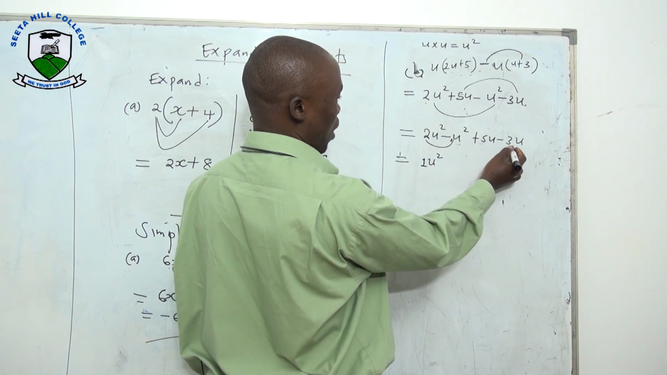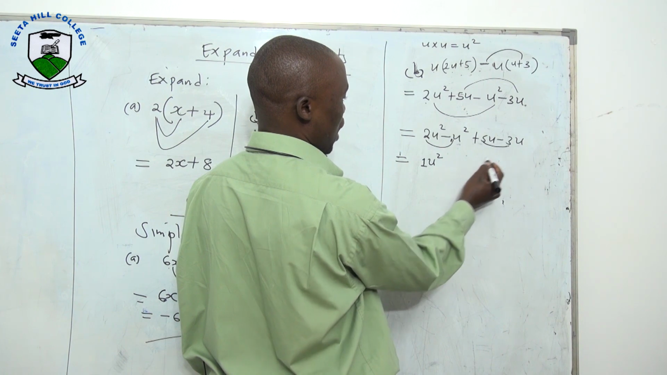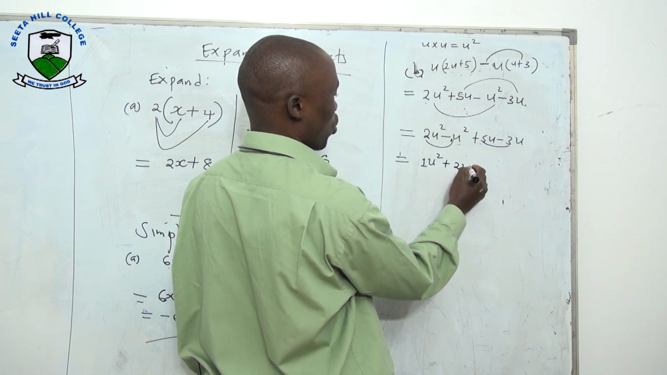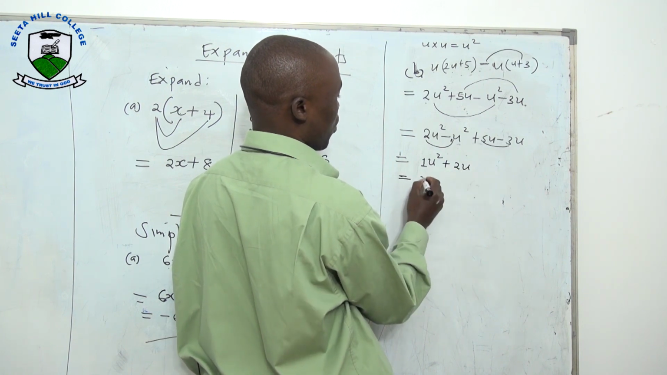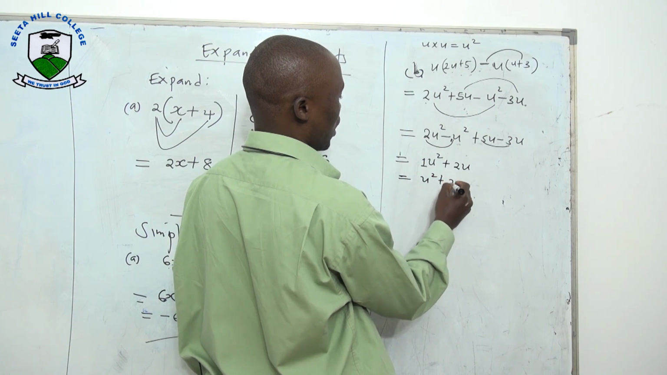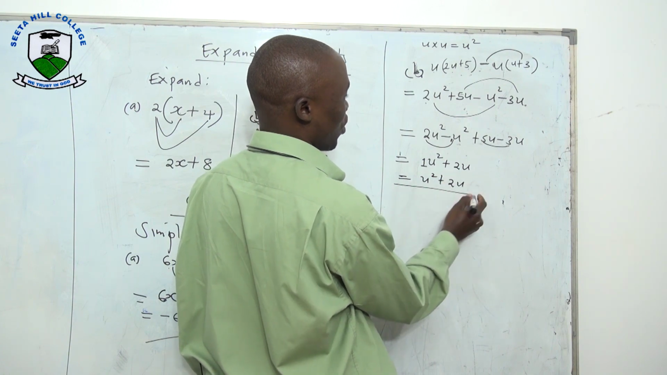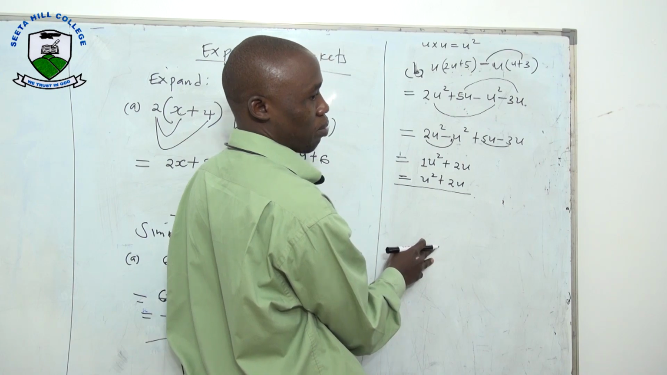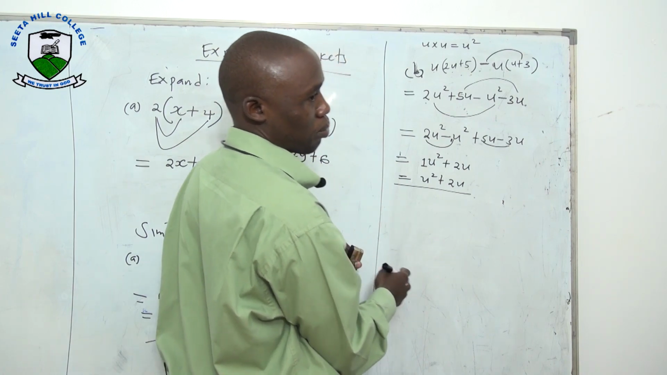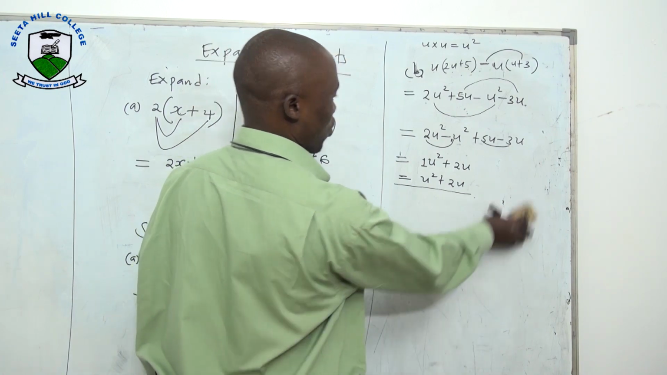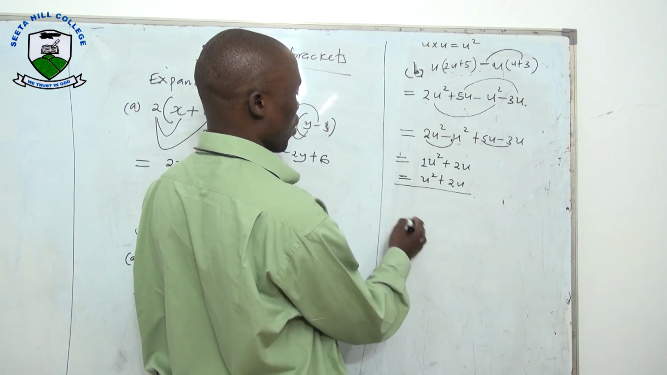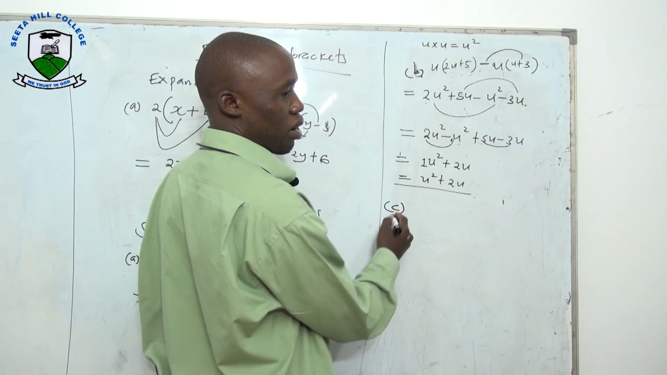Then 5U minus that, we handle numbers. That is 2U, not so? Yes. This is now finally U squared plus, not so? Yes. Yeah. Somebody's head is working properly. Yes. I'll handle one more.